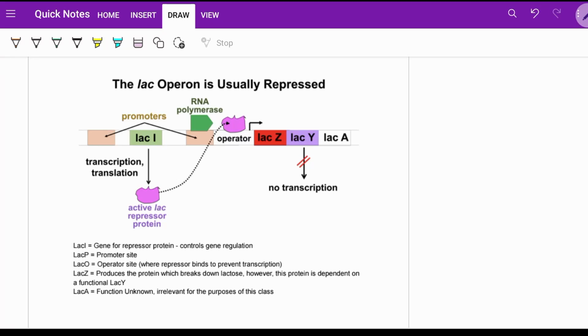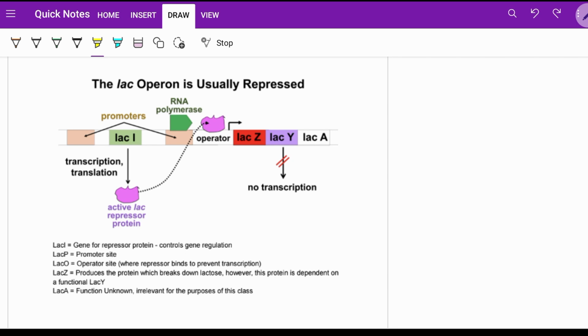Hello, everybody. This is going to be a quick review of how mutations to the different genes in the Lac Operon affect gene expression. And hopefully this will help you with your homework. So let's get into it.